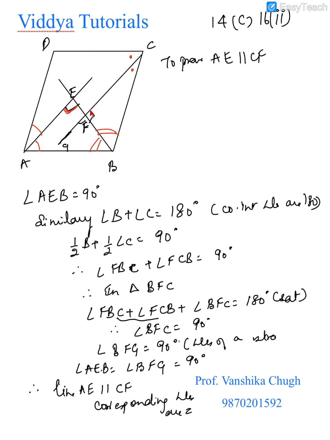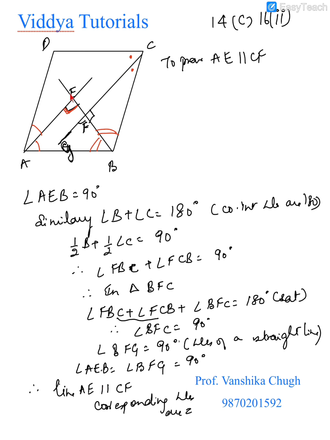Now if BFC is 90, even this adjacent angle is 90 degrees. So I have written my BFG, this is G. I have written BFG is 90 degrees, angles on a straight line. And this is my letter G. So if I get this as 90 and this is already 90, I have proved. So if you see these two angles are 90, AEB and BFG are 90 degrees.